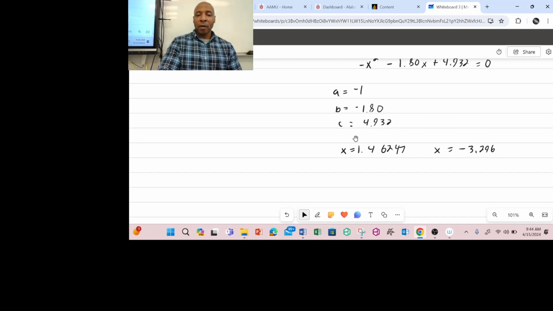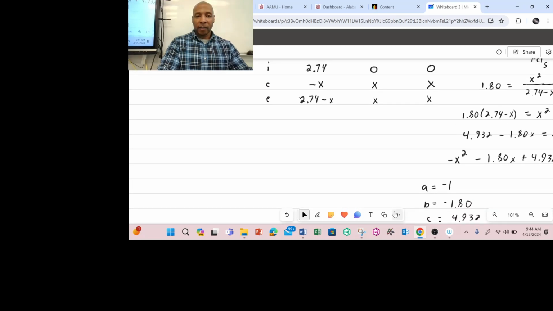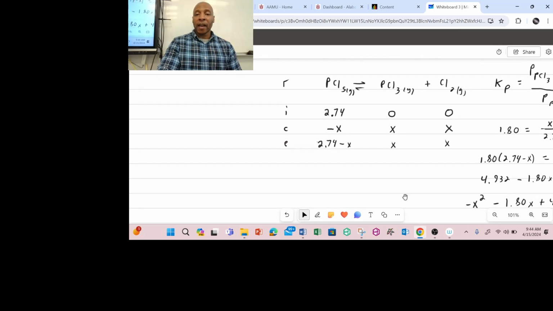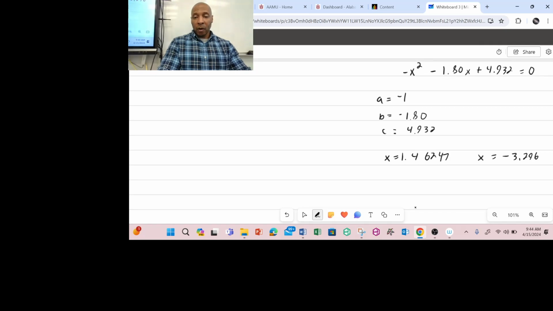Okay, so I got 1.46, and I don't know how many significant digits this thing is good to. It's good to 3. 1.46 is x. So notice they didn't ask us to find x, which is the PCl3 concentration and Cl2 concentration. They asked us to find the equilibrium PCl5 concentration. So I need to find 2.74 minus x. Okay, since x is equal to 1.46, I'm going to put 2.74 minus 1.46, and I end up with 2.74.